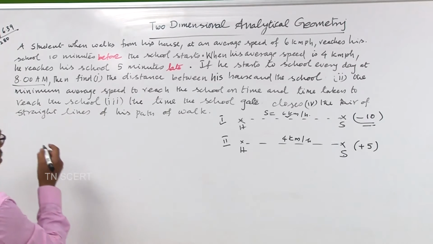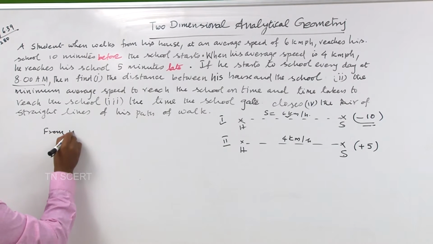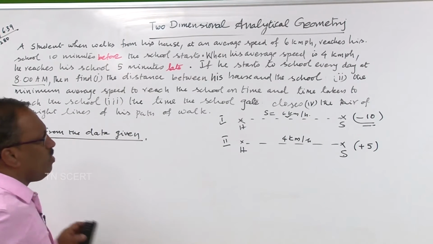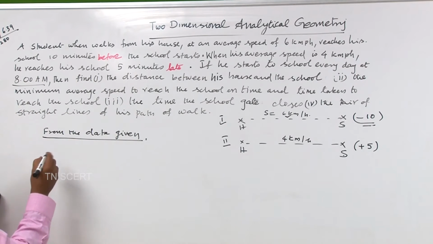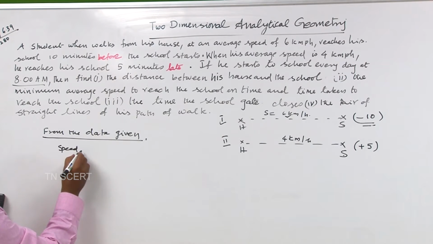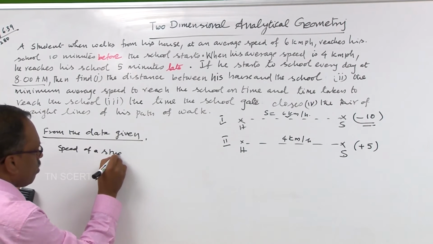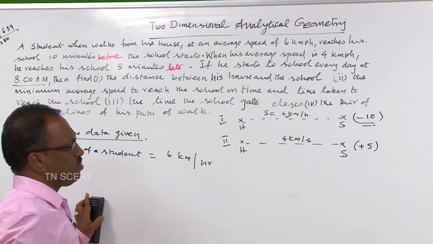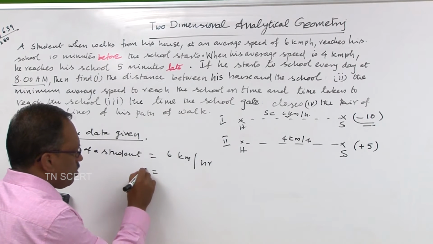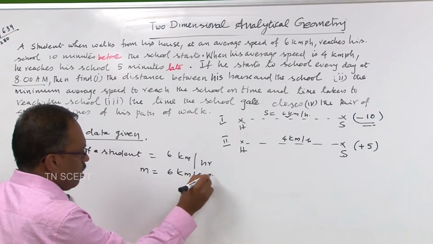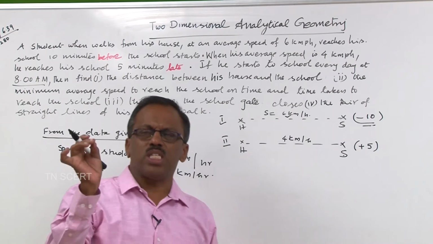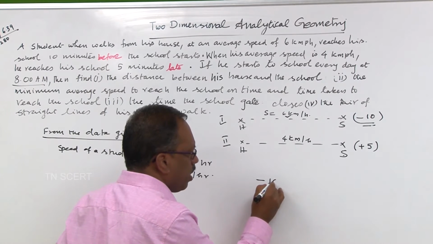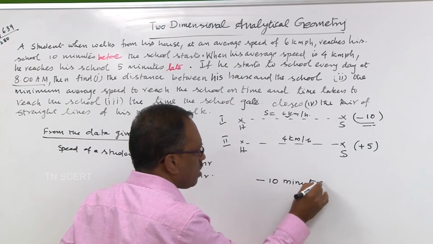So from the data given, the speed of a student is 6 km/h, that is given here. That is nothing but m. Remember, that is m. For the first spell, how is he going? 6 km/h, and he was advanced by 10 minutes. 10 minutes, this is a time.